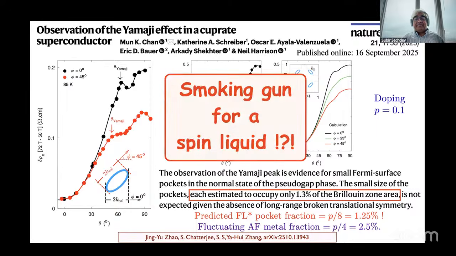And in some ways, we could consider this observation, this factor of 2 difference, as really a smoking gun signal of a spin liquid, because only with the spin liquid could you get the Luttinger violation with this P over 8 area. This AF metal is a Luttinger result. It's not non-Luttinger, because in the broken symmetry state, that's exactly what you get.